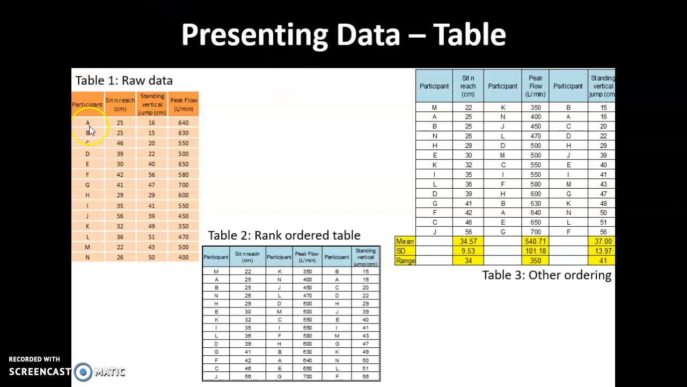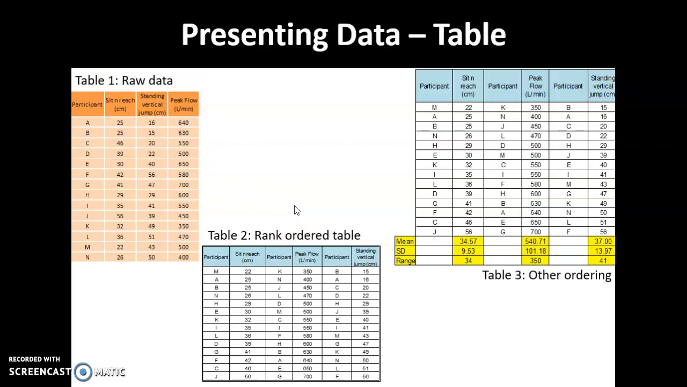However, the one good thing is that all the participants' scores are level for each one. So participant A in the sit and reach scored 25, in the vertical jump scored 16, and their peak flow was 640. This is all ordered. This is the only ordering that there is on the table.